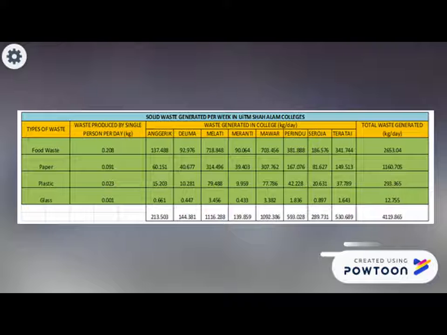To obtain the amount of waste generated in a college in a day, we need to multiply the value of waste produced by a single person in a day from the first table with the population equivalent value from the second table. Then, by adding up all the waste generated by every college in terms of the type of waste, we would be able to find the total waste generated in a day based on the type of waste.